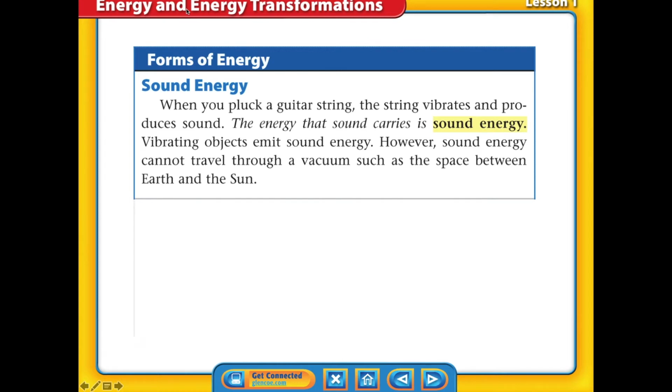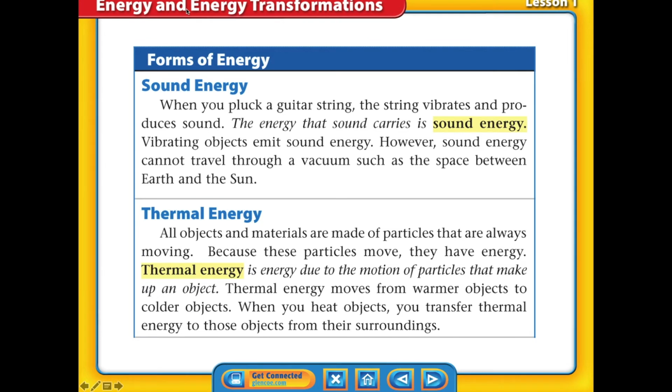The third form of energy that I'd like for you to know is the word thermal. I believe you need to write the word thermal in your notes, and then the definition may be there for you. It is the energy due to the motion of particles that make up an object. All objects and materials are made of particles that are always moving. Think about that. Your desk where you're sitting, the atoms, the particles are always moving. We studied this in a previous chapter. Because these particles are moving, they have energy.